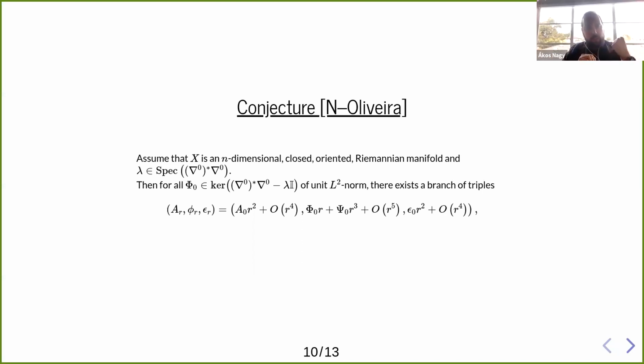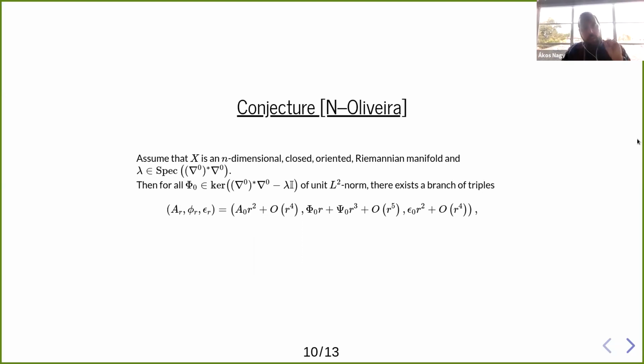The second one I conjecture is that it's not just that for some eigenvalue you'll have a direction in which you bifurcate. I think you will bifurcate in all directions, all eigendirections. And the third thing that I conjecture is that the error terms, for example in the one form part, are in fact not small o of r squared, but in fact big O of r to the 4.